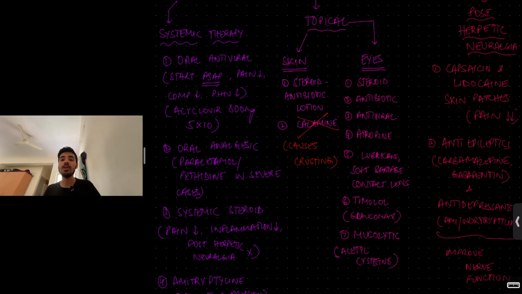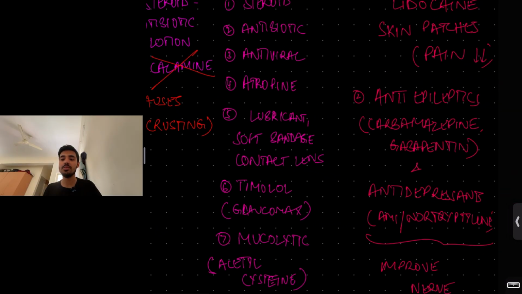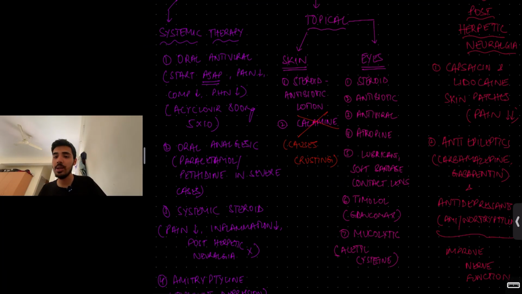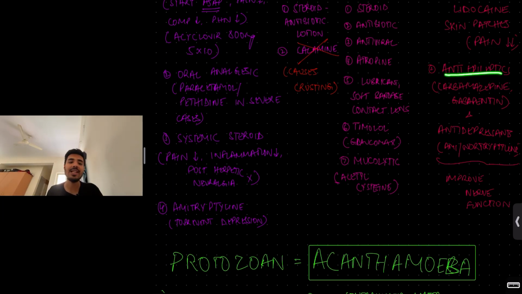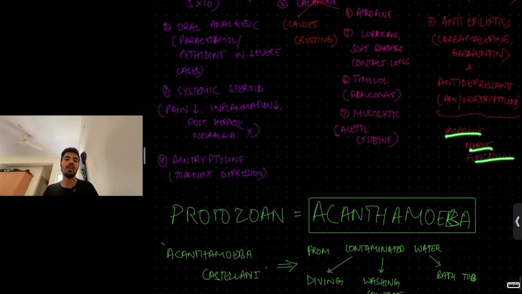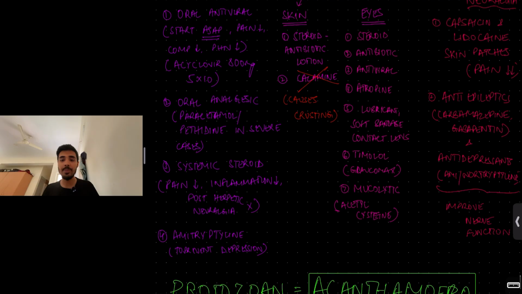Then coming to the treatment of post-herpetic neuralgia. Treatment of post-herpetic neuralgia, you have capsaicin and lidocaine skin patches, capsaicin skin patches and topical anesthesia lidocaine skin patches. These are to reduce the pain. And you have anti-epileptics like carbamazepine, gabapentin, and also antidepressants like amitriptyline and nortriptyline. These are to improve the nerve functioning. So this is how you treat post-herpetic neuralgia.